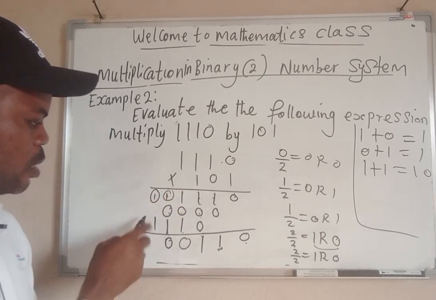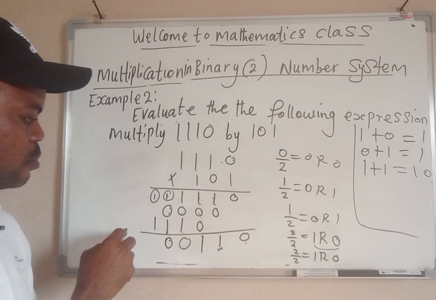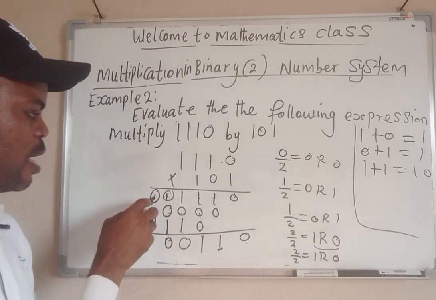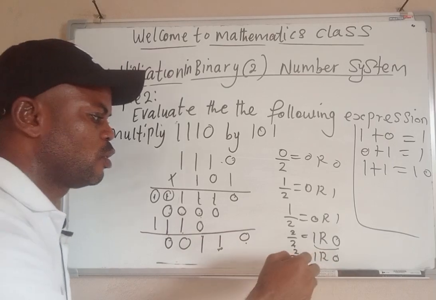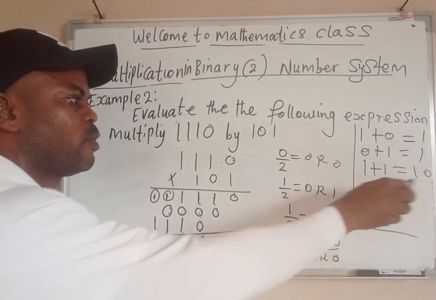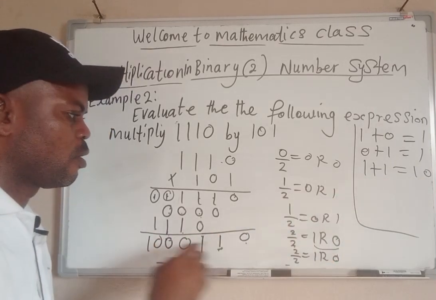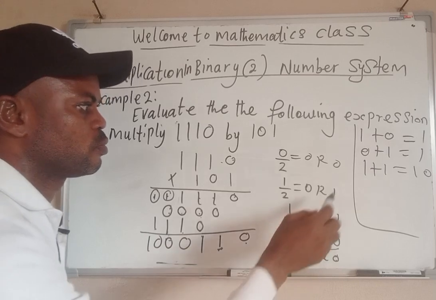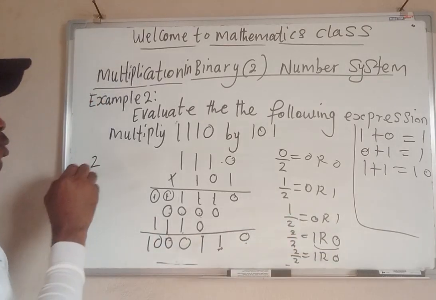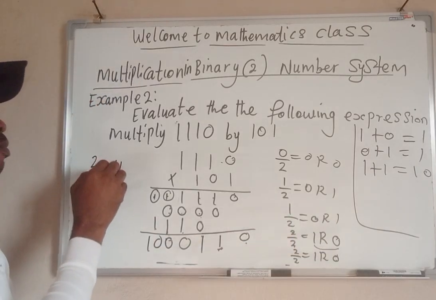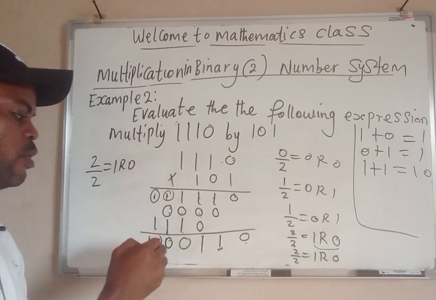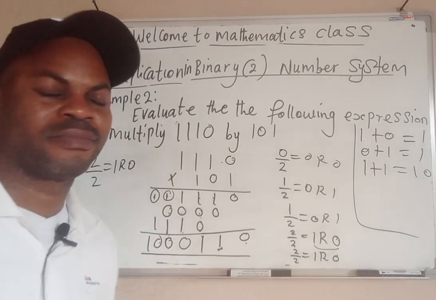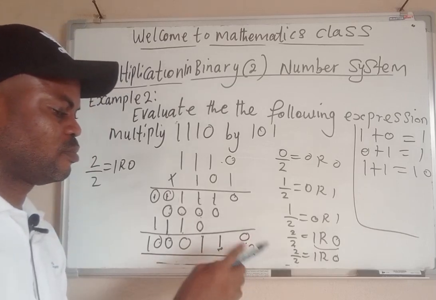So what happens? Here is going to be 1 plus 1. If I say 1 plus 1 gives me 2, which is 1 plus 1 is equal to 10. I'm going to write 10 here. Or simply 2 divided by 2 again gives you 1 remainder 0. Write down the 0, carry the 1 over. No other number. Bring down the 1. That is it. As simple as ABC.